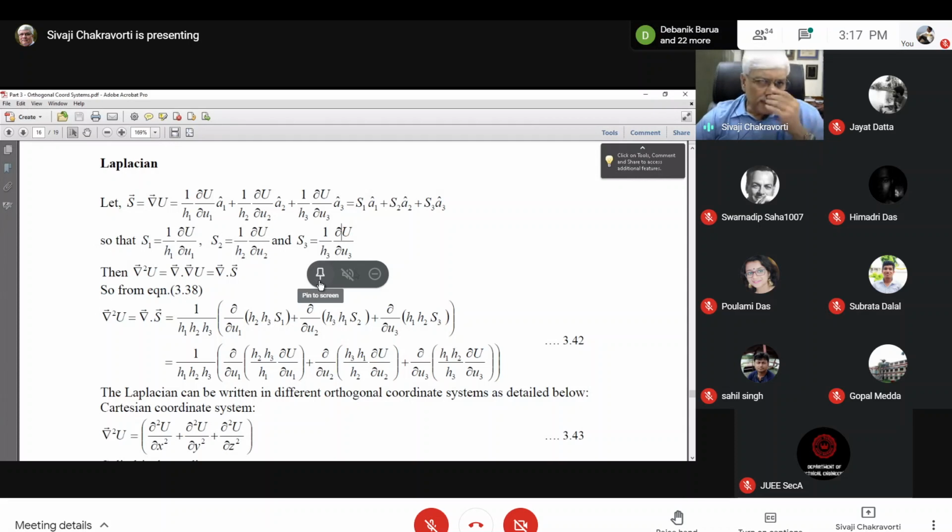Then we are saying that the Laplacian, which is del square u, can be written as del dot del u. Del dot del is del square. So del dot del u. Now what is del u? Del u is S from the first one here.